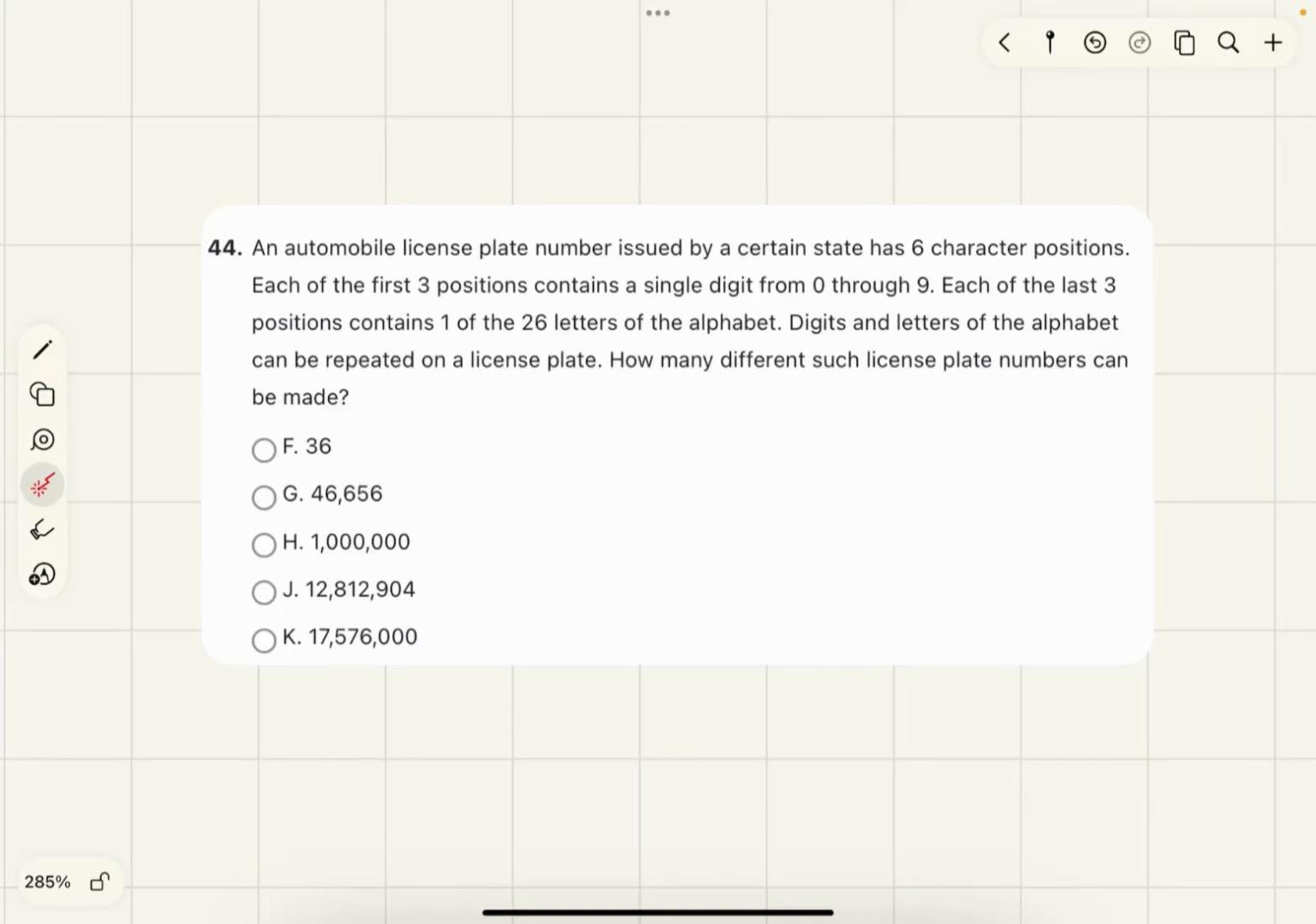Discussing some common probability questions that appear on the ACT. Let's start off with question 44.